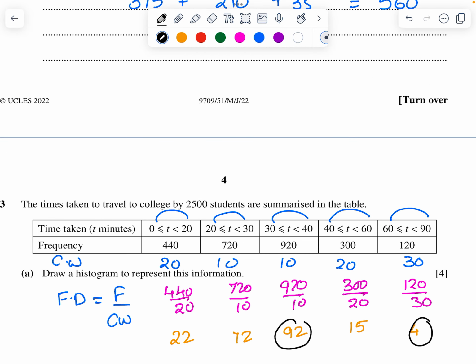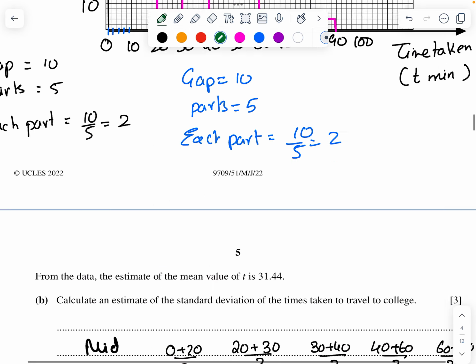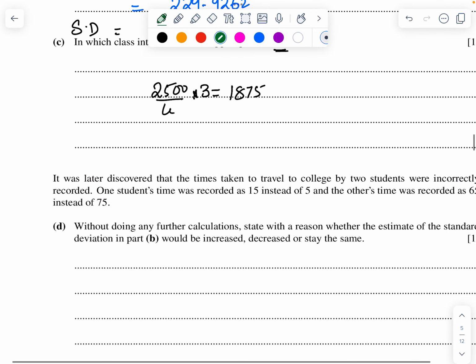So now we have to do the cumulative frequency. I'm going to find the cumulative frequency. Till here 440. 440 plus 720 is 1160, plus this one is going to be 2080. So I want 1875. So it lies between 30 to 40.